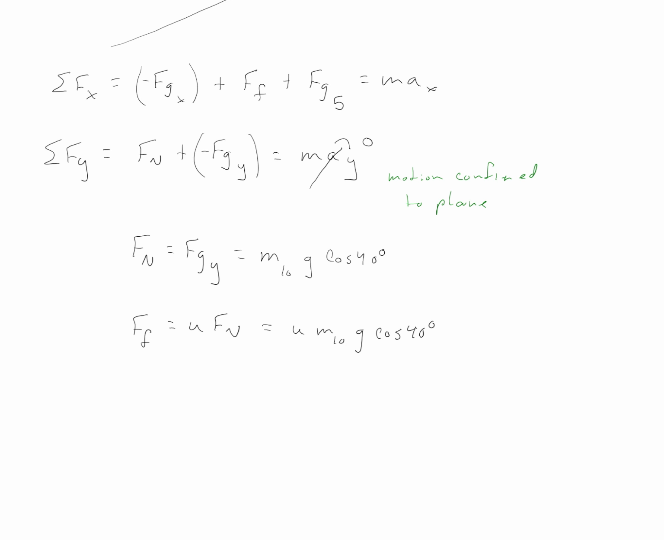And I can make those substitutions into the x equation. Now the x equation I have the opposite of M10 G sine 40, right? That's the x component, plus my friction, which I have right here, plus the force due to gravity from the 5, so m5g. That's equal to my system mass, which is m10 plus m5, or just 15. I'll get to the 15 in a minute. Times my system acceleration.